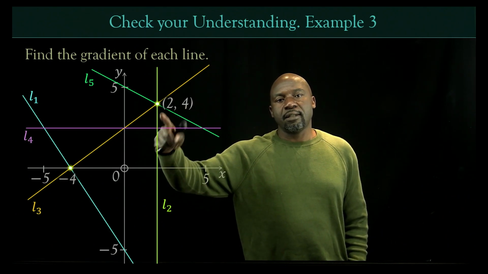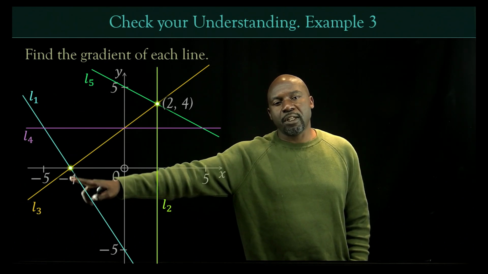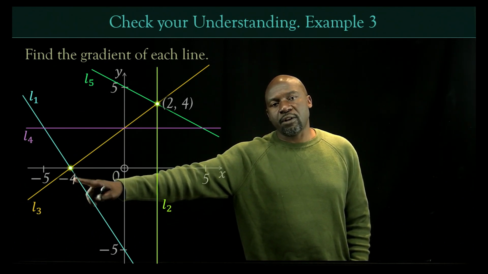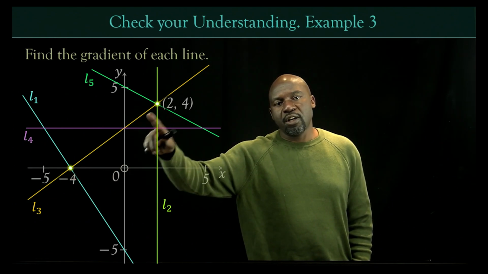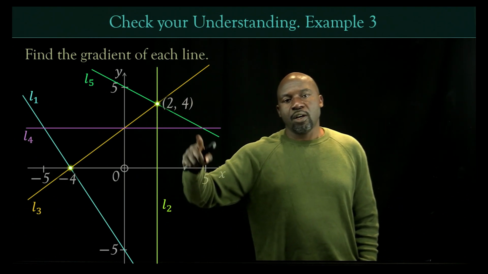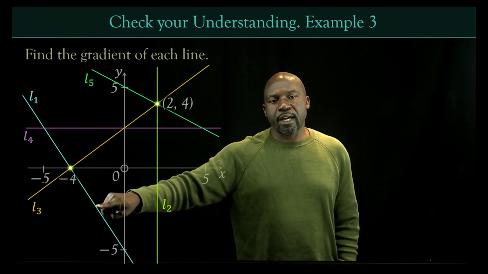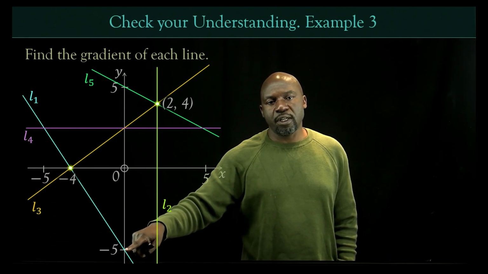For the other lines, there are enough coordinates given. So the coordinates of this point, for example, are -4, 0. So we know the coordinates of that point, and we know the coordinates of this point. So we can find the gradient of line 3. In the same breath, we can find the gradient of the blue line 1, because we know the coordinates of that point there, and we know the coordinates of this point.